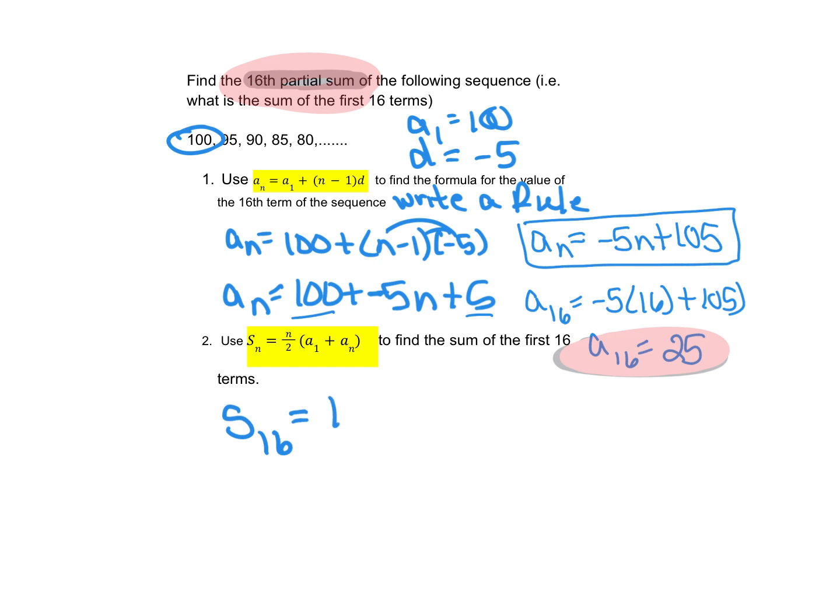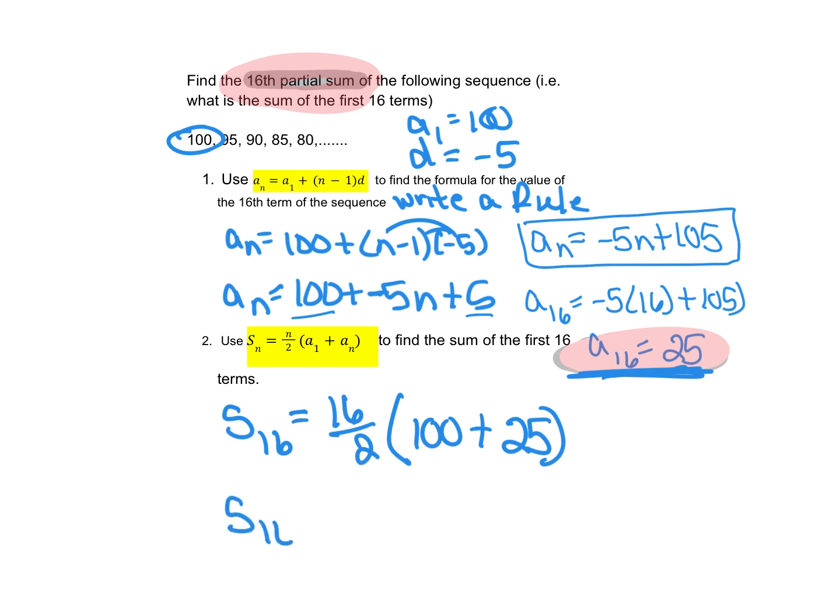So we're going to have 16 over 2. Our first term we know from the top up there was 100. We are ending at our 16th term, so we're going to have 125. Or excuse me, not 125. We're going to have 25. When we put those together, we get 125. So our sum of our first 16 terms is going to be 8 times 125, which is 1,000. So if we kept this pattern going for 16 terms and added them all together, they would add together to equal 1,000.